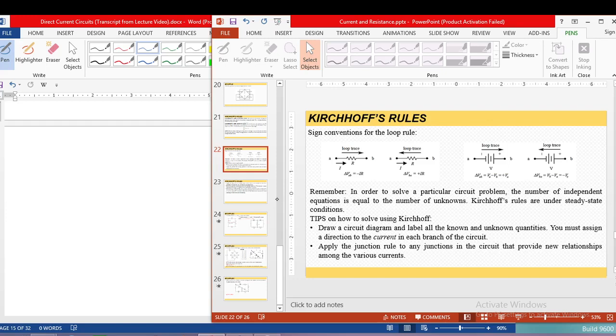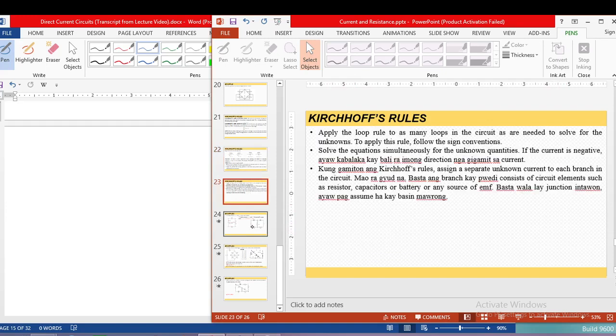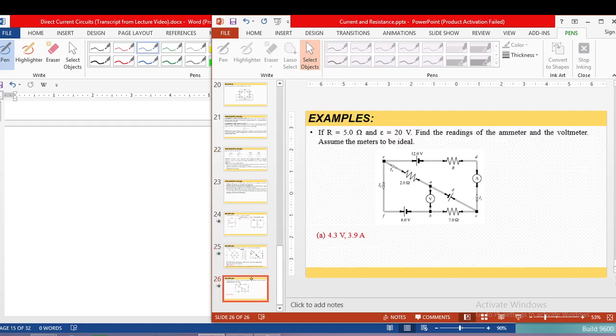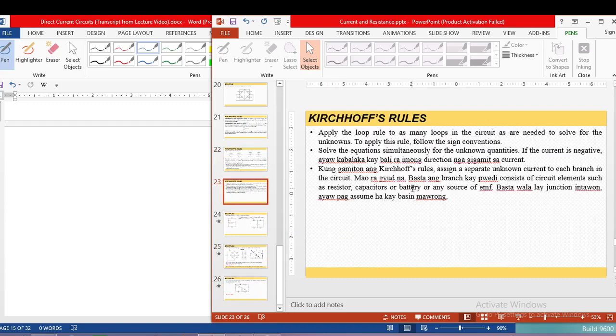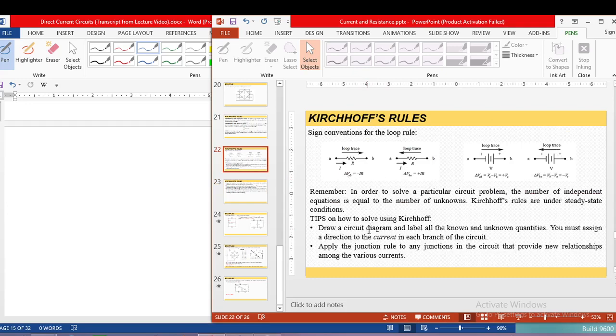Okay, so yeah, and Kirchhoff's rules again is under steady state conditions, so meaning that the current is not dependent on time. Okay, so before solving some examples here, I have to show you something. So these are the tips on how to solve using Kirchhoff's law.